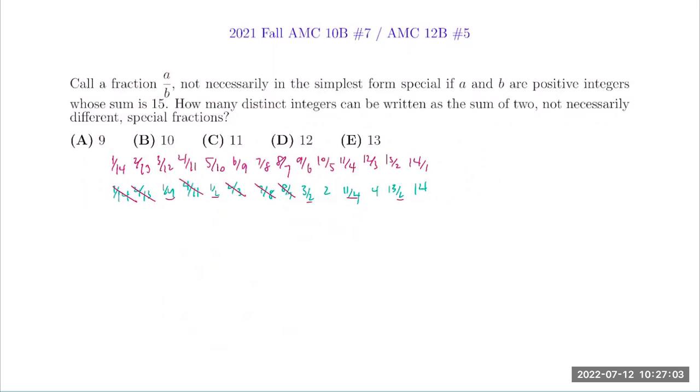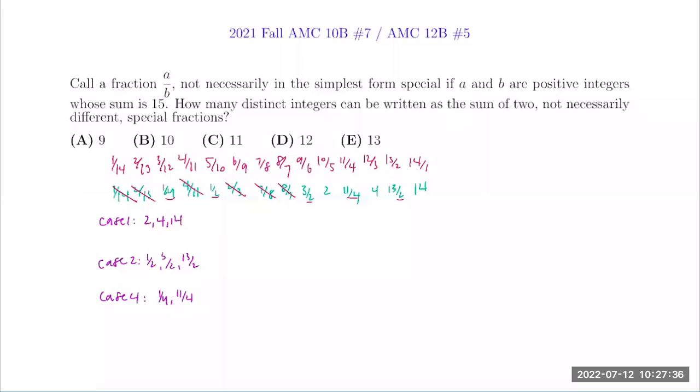So let's take this into three cases. Case 1 is when we use all the integers 2, 4, and 14. Case 2 is when we use the numbers with denominator 2, which are 1/2, 3/2, and 13 over 2. And then we ultimately have the numbers with denominator 4, and these turn out to be 1 over 4 and 11 over 4.